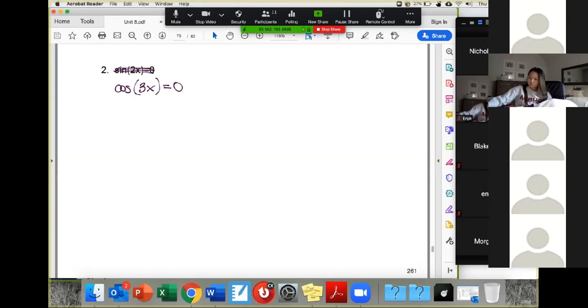Let's try it again. We usually have to do this several times in order to get what we're doing. Because of the 3x, we can't really do anything with it. So we're going to ignore the 3x for a minute and ask ourselves the question, where is cosine equal to 0? Pi over 2. Anywhere else that's going to happen? 3 pi over 2. Do we have to go 3 rotations around? That's exactly what's going to happen.